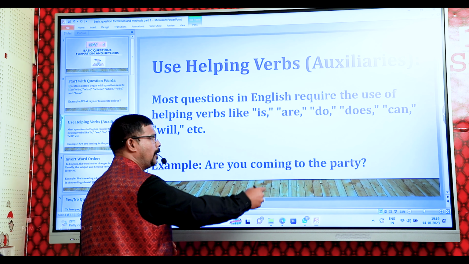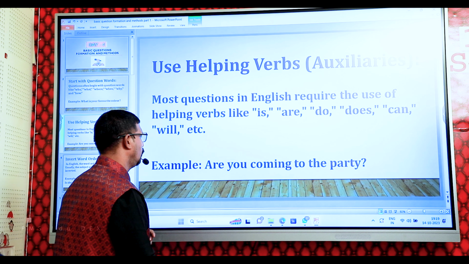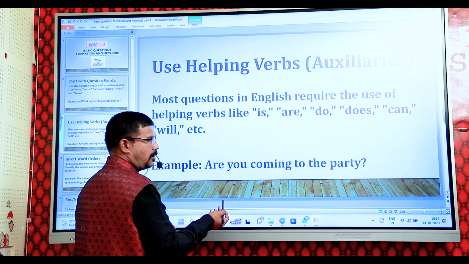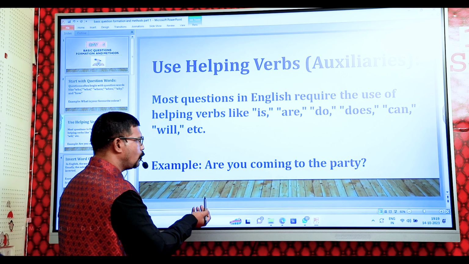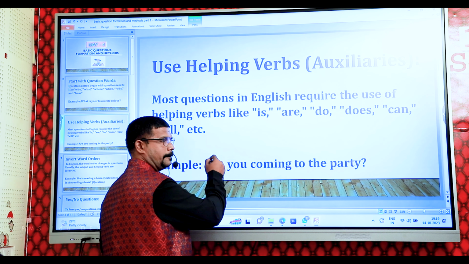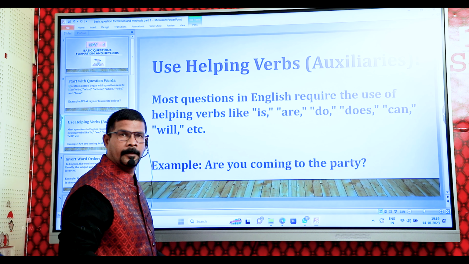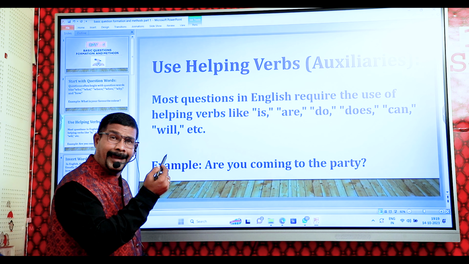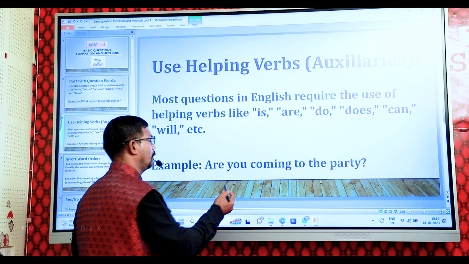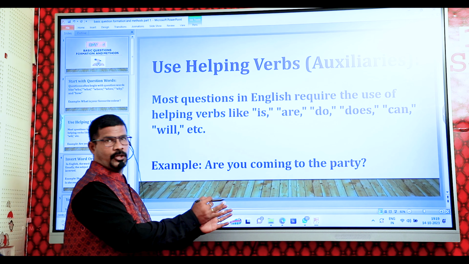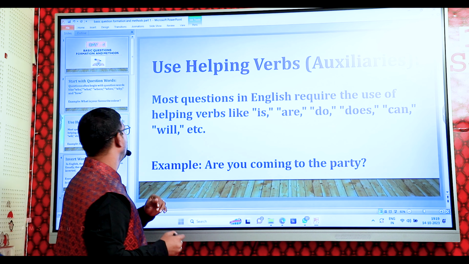Example, are you coming to the party? Here you can easily identify the helping verb. The helping verb is going to be are. And what would be the main verb? Coming. I'll teach you one by one.